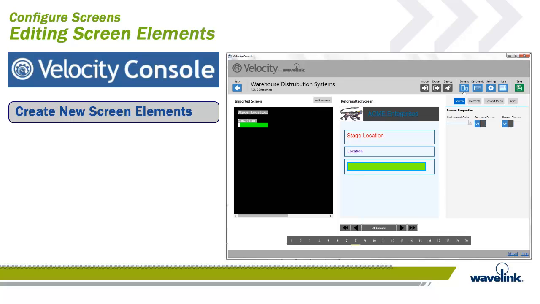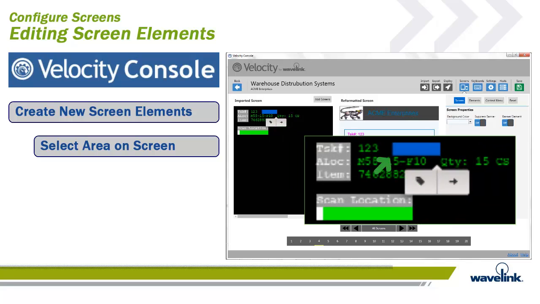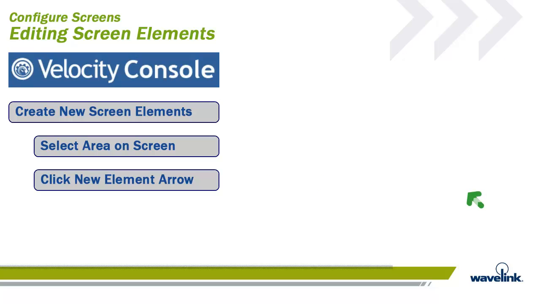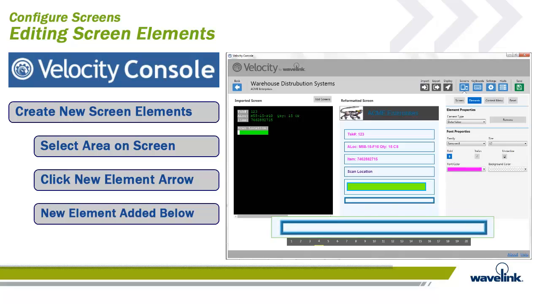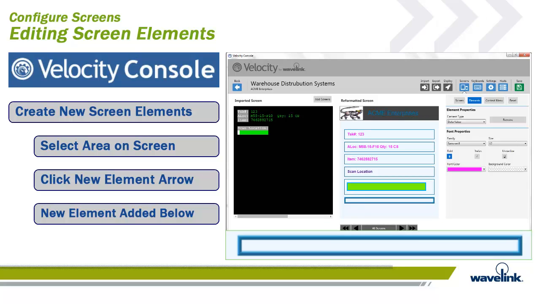If a new element is needed on the screen, the Velocity console has the ability to add and arrange the new element anywhere on the screen. To create a new screen element, select an area on the screen. A menu will appear on the screen under the New Element area. Click on the New Element arrow. The new element will appear at the bottom of the reformatted screen workspace.